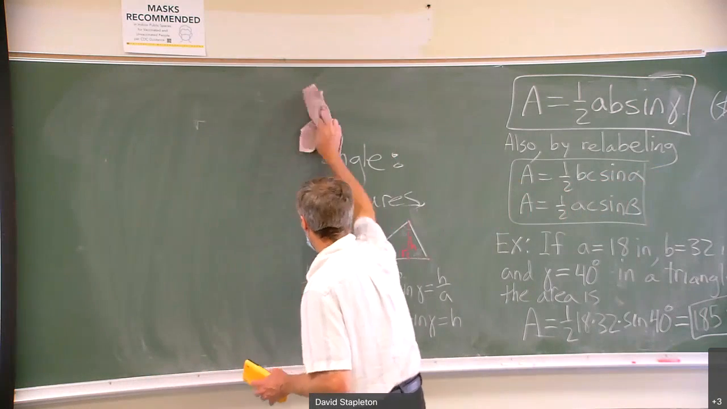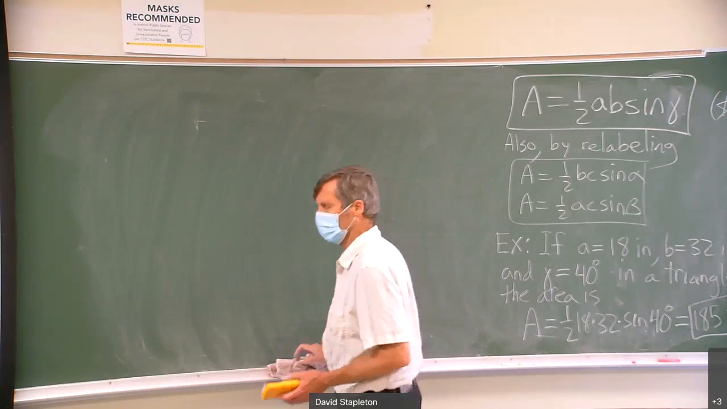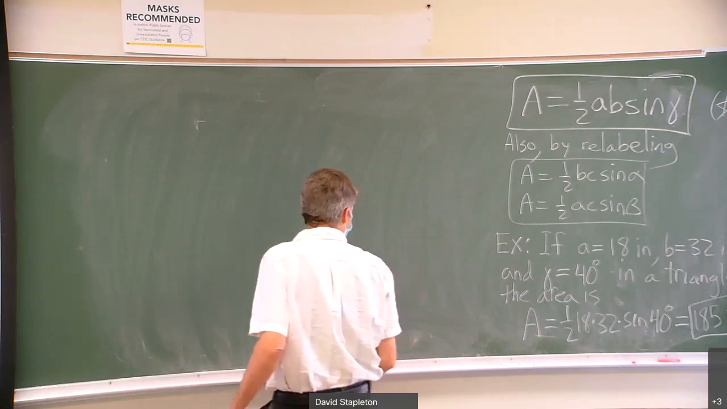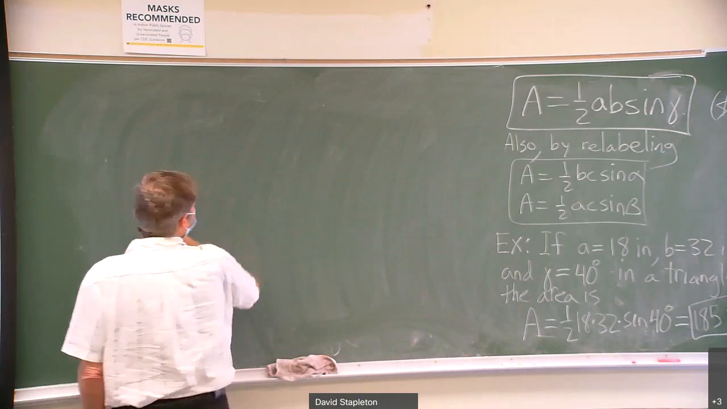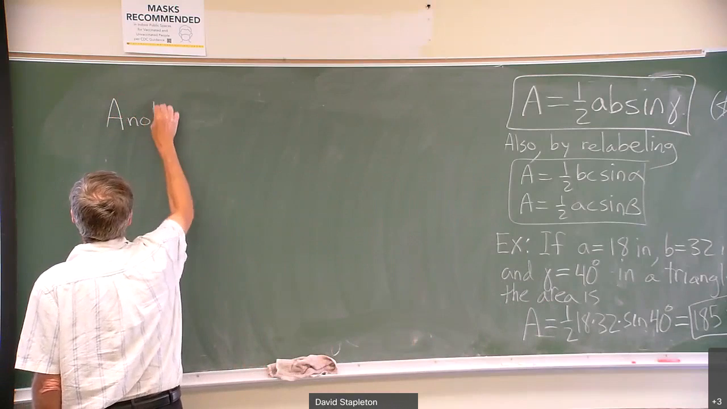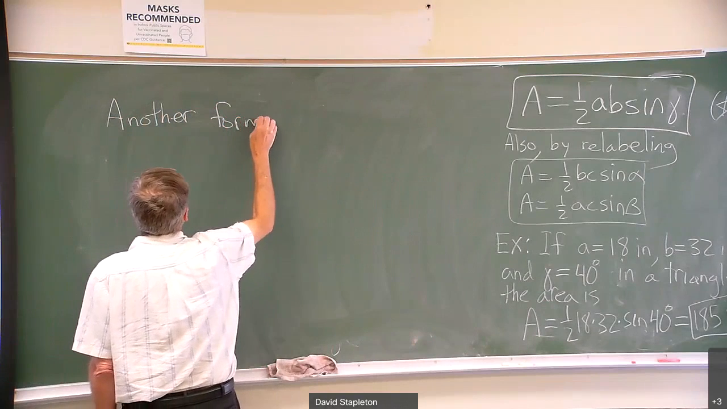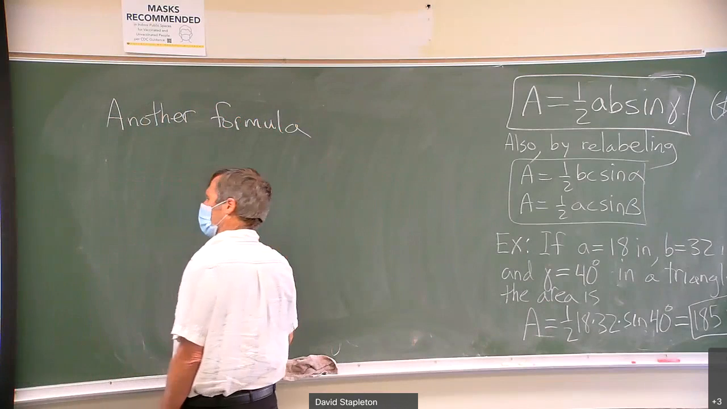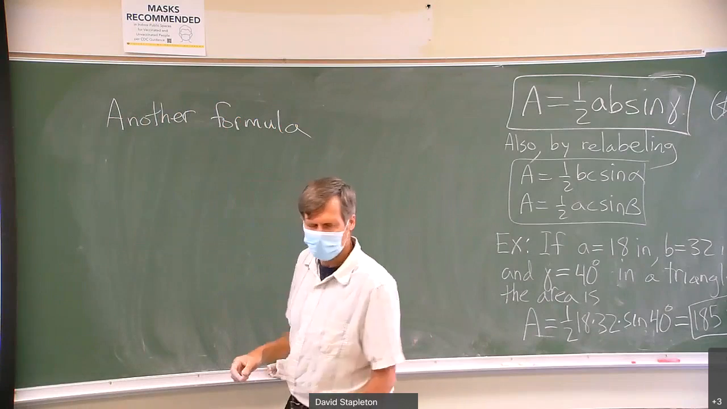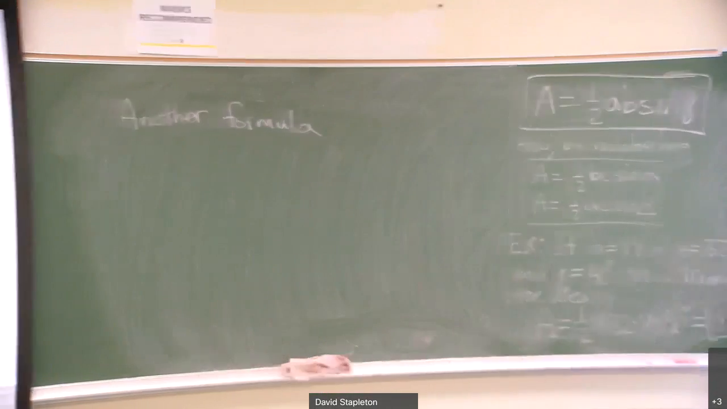Here's one more formula though. So try the homework on that, just AB sine gamma or AB sine C. Another formula is not trigonometry. It dates back to an ancient Greek. Put the overhead here. It's kind of fun just to see the history of this, really.